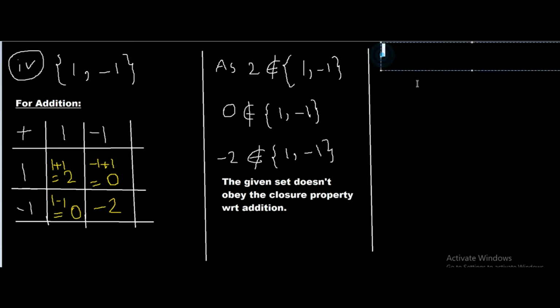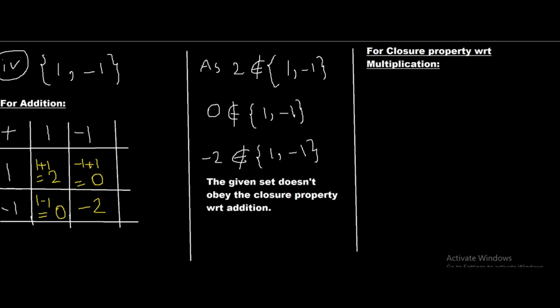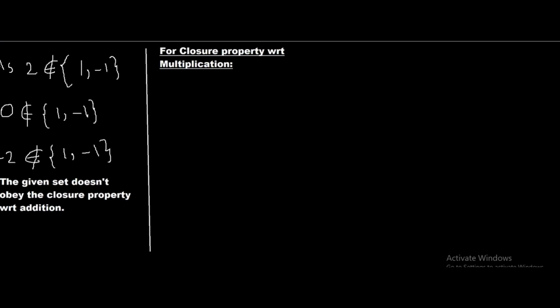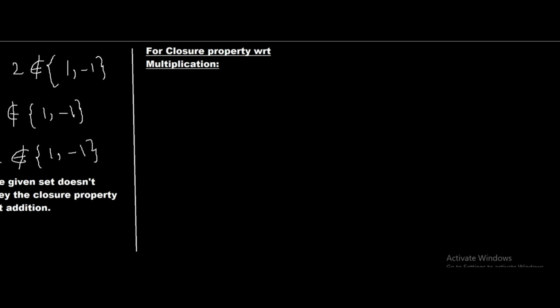So you have to give the heading for the multiplication. For closure property with respect to multiplication. You are very well aware of the procedure. What will be that procedure? That you have to use the sign of multiplication. What is the sign of multiplication?